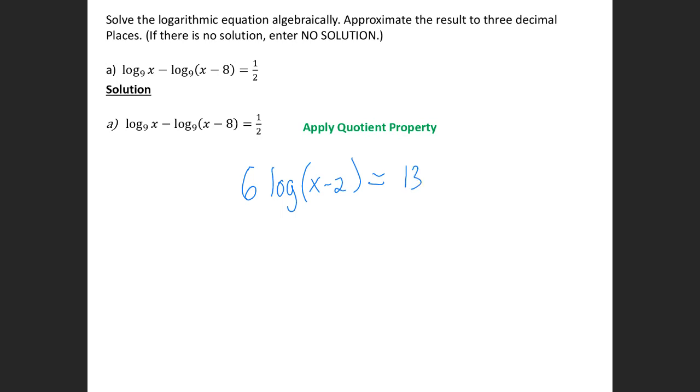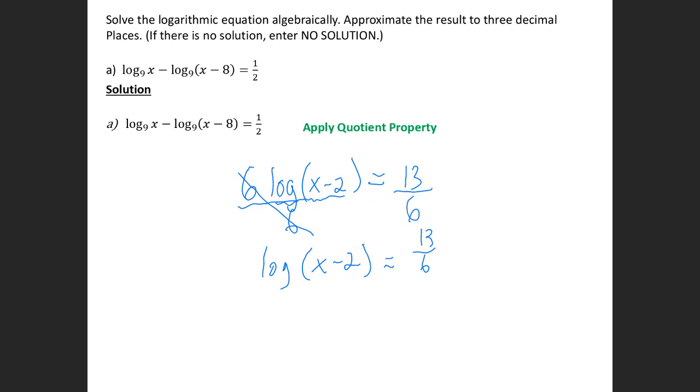So anytime you're trying to solve for x, if you notice it's trapped in there. So in order to do anything, this logarithm should be by itself. So the first thing you want to do is divide by 6 on both sides. So we get log of x minus 2 is equal to 13 over 6. Okay, but the x is still trapped in there. So then now you can change to exponential form because you only have one log.